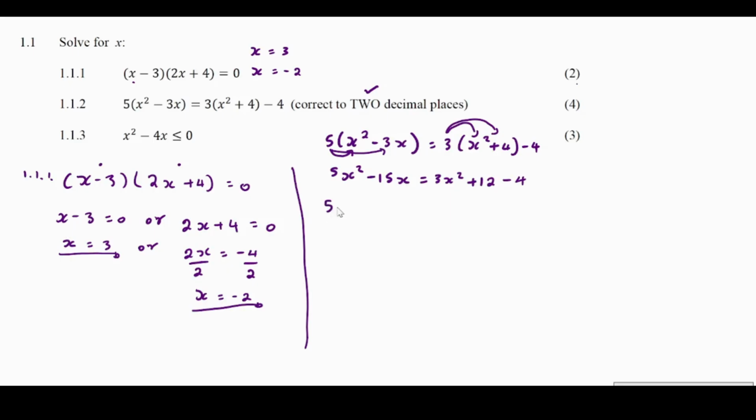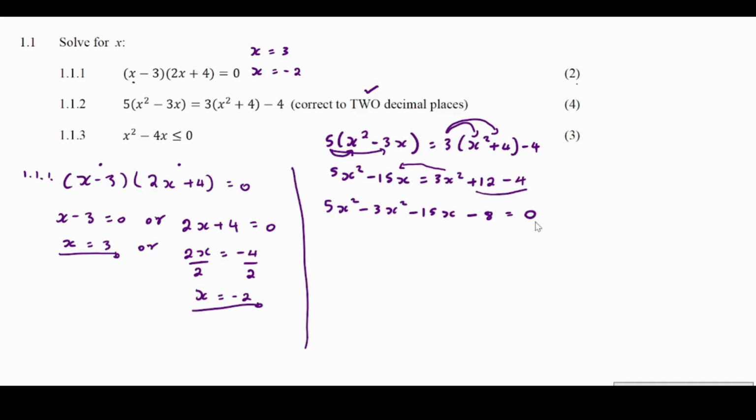Then we group our like terms. On this side, I'm going to have my 5x squared. My 3x squared, I'm going to transpose it to this side. It is positive, so when it comes to this side, it's going to be negative 3x squared. And then I have minus 15x. On this side, 12 minus 4 gives us 8. When it comes to this side, it's going to be negative 8. All of this is equal to 0.